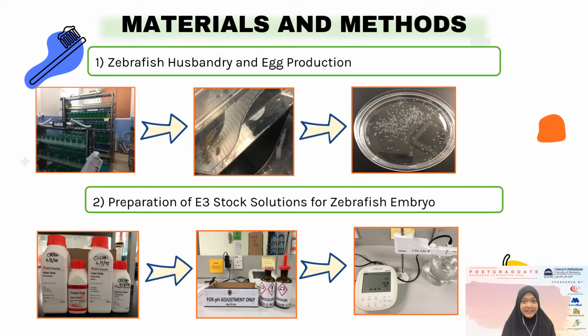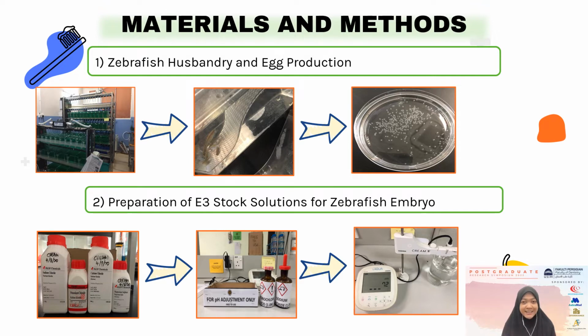For the first method, it is about zebrafish husbandry and egg production. Adult wild-type zebrafish were maintained in a recirculating water tank in a specific room. Adult female and male zebrafish were chosen and kept in a fish tank for egg production. Transparent eggs were observed and collected after the successful spawning procedure.